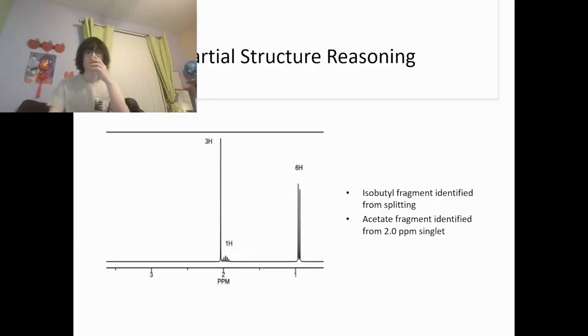So for the partial structure reasoning, here we have the proton splitting patterns in order to identify the isobutyl fragment. And the 2.0 ppm singlet basically identifies the acetate fragment. It just helps identify it better. And all of these fragments, or pieces, connect through the oxygen in order to create the full structure.